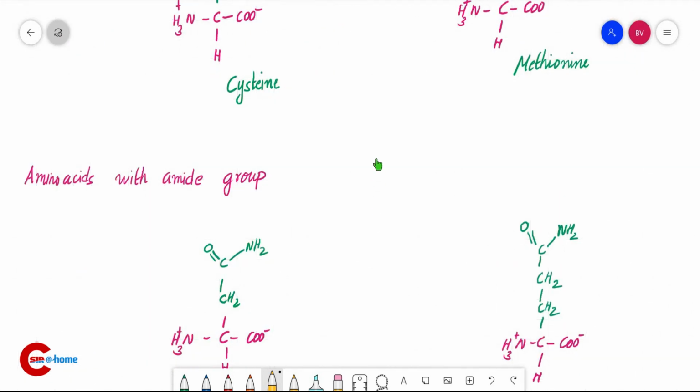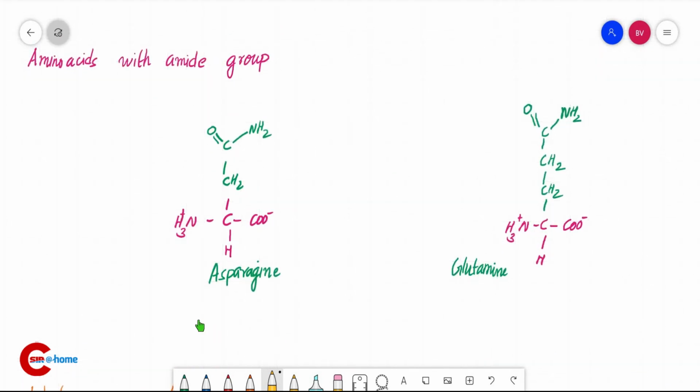And which is the next category? The next category is amino acid with amide group, which are asparagine and glutamine. These are the examples of amino acids with amide group. You can see here the amide group. Asparagine, amide group. Here also amide group.